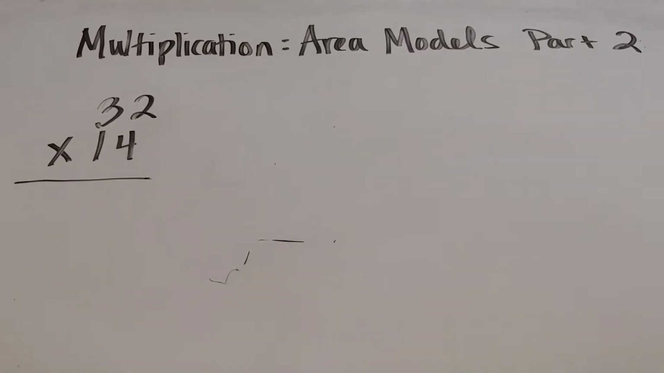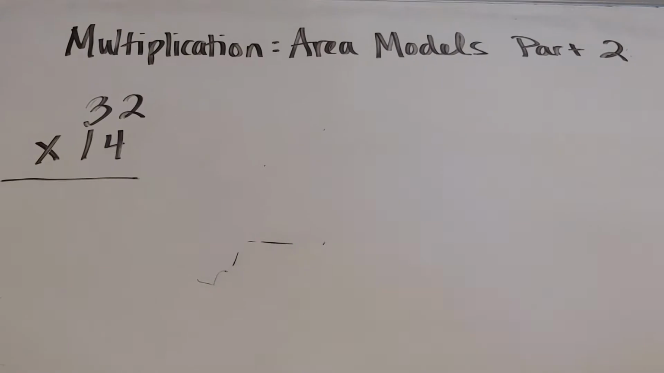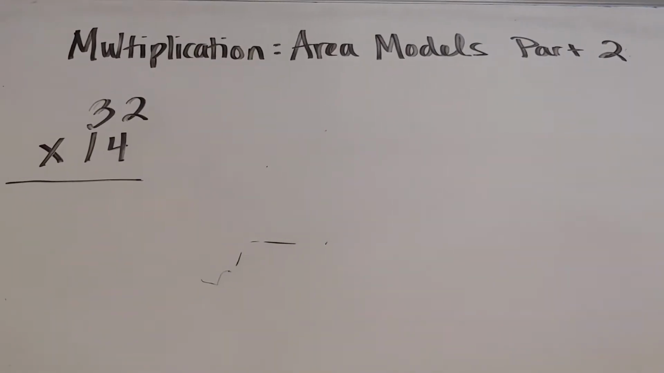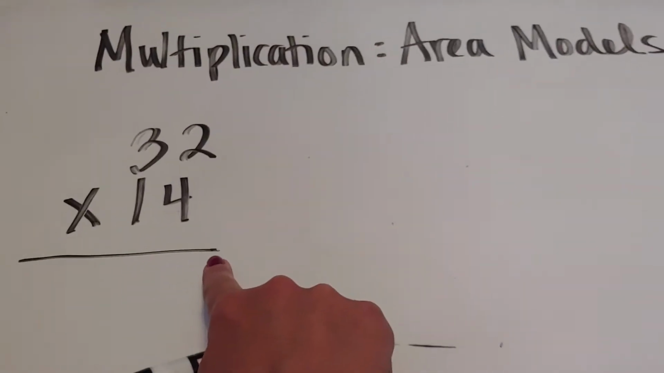In this video, we're going to be doing some bigger multiplication using area models. This is part 2. And as you can see, I have 32 times 14. So let's first calculate this using the standard algorithm.